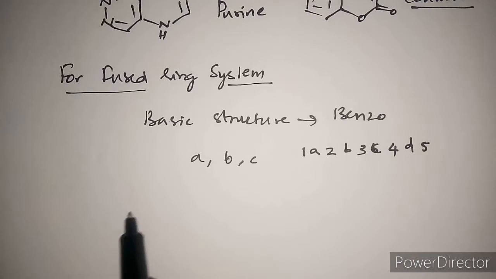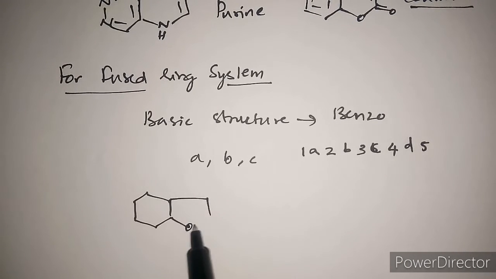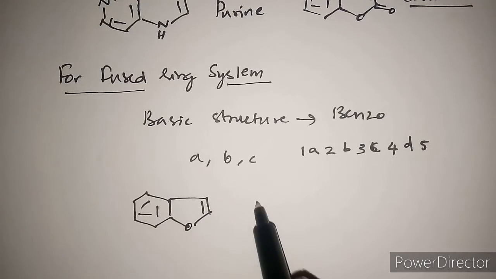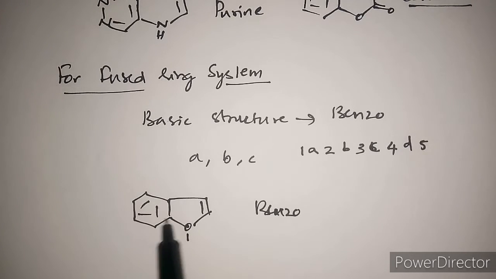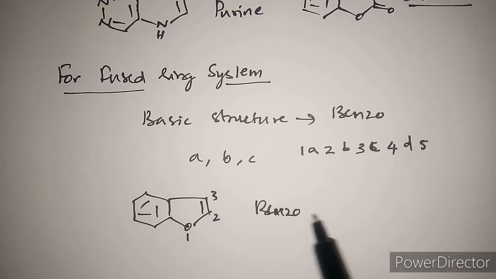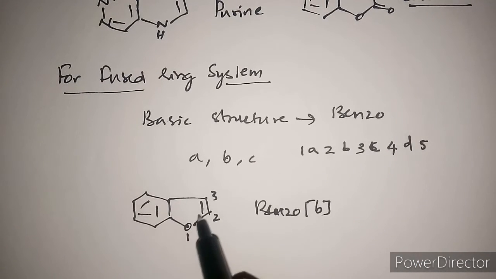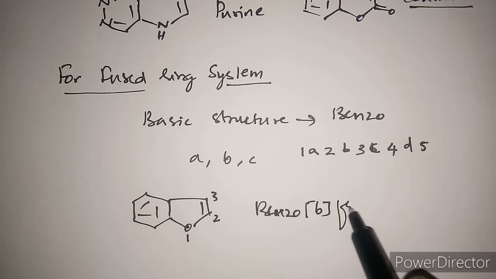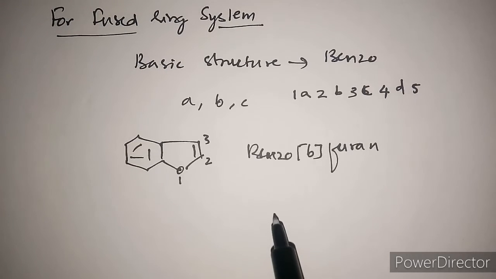So we'll take an example, in oxygen. This is benzene, so this is benzo. We can give numbers 2, 3. So it is attached here at 2, 3, to a benzene from the 2, 3 position. So 2, 3 means B. So this system we call as benzo[b]furan. So this is the nomenclature.